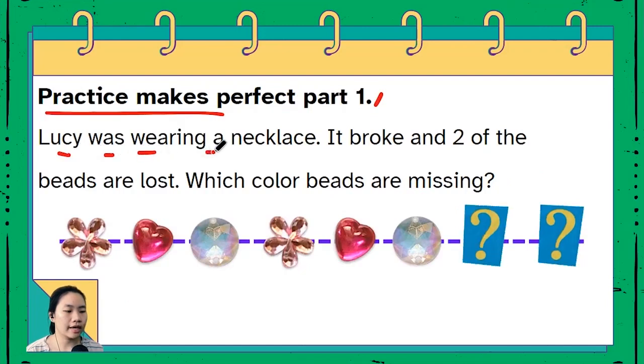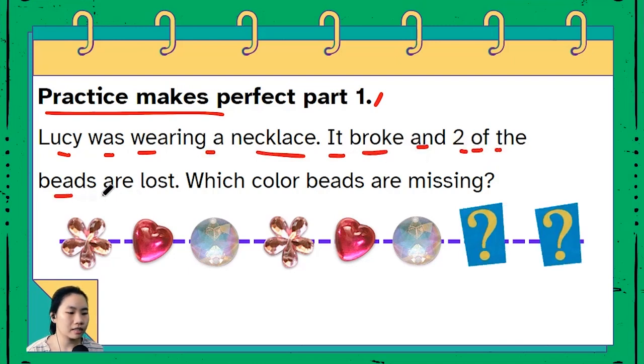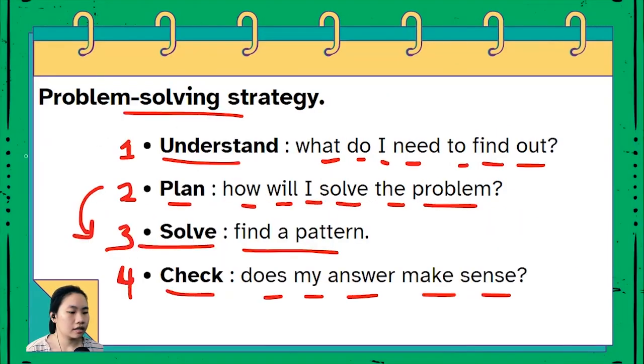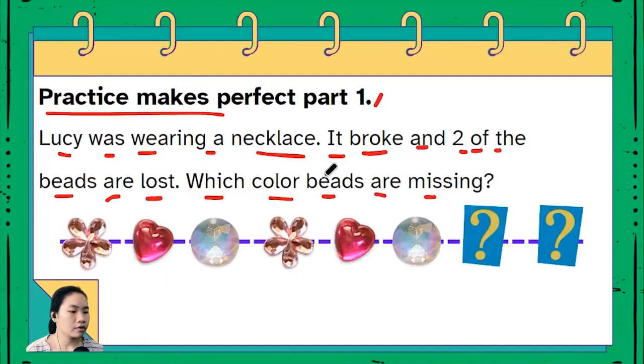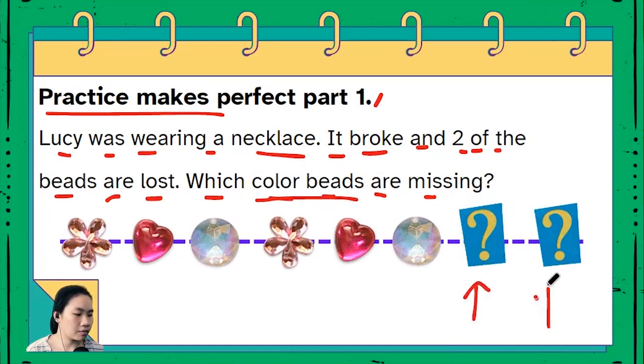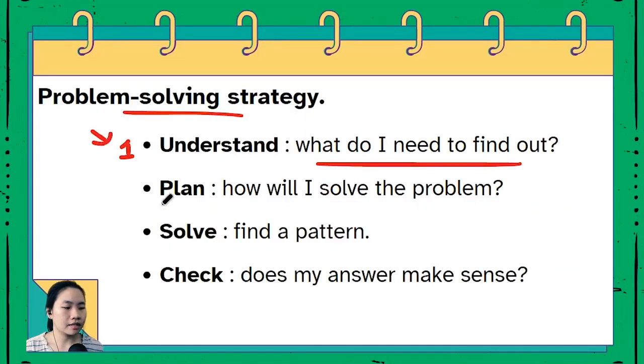Lucy was wearing a necklace. It broke and 2 of the beads are lost. Which color beads are missing? Let's take a look at the problem-solving strategy one more time. The first step is to understand: what do I need to find out? What you need to find out is which color beads are missing. I put these 2 question marks over here to signify the 2 beads that you need to fill in on this chain of necklace.